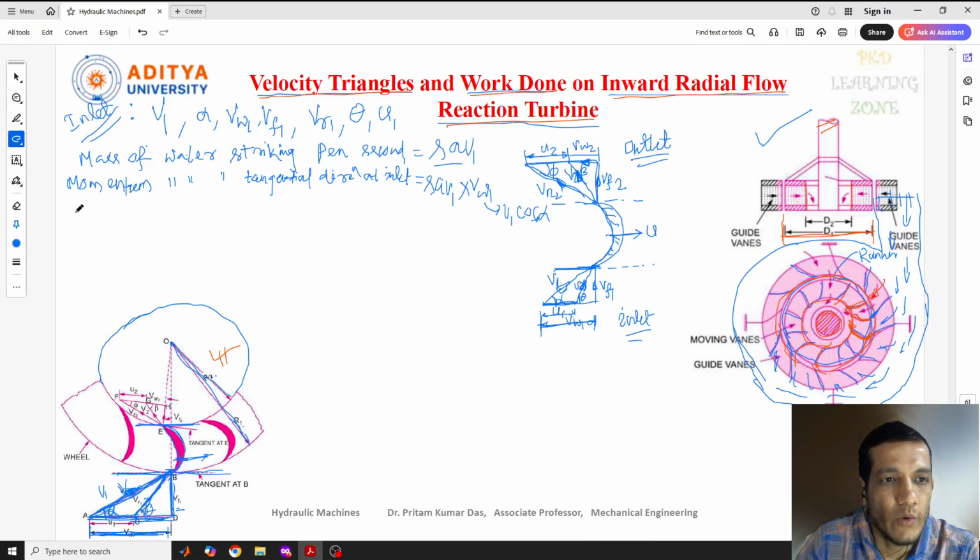Similarly, we can find out the momentum of water striking tangentially at outlet condition.